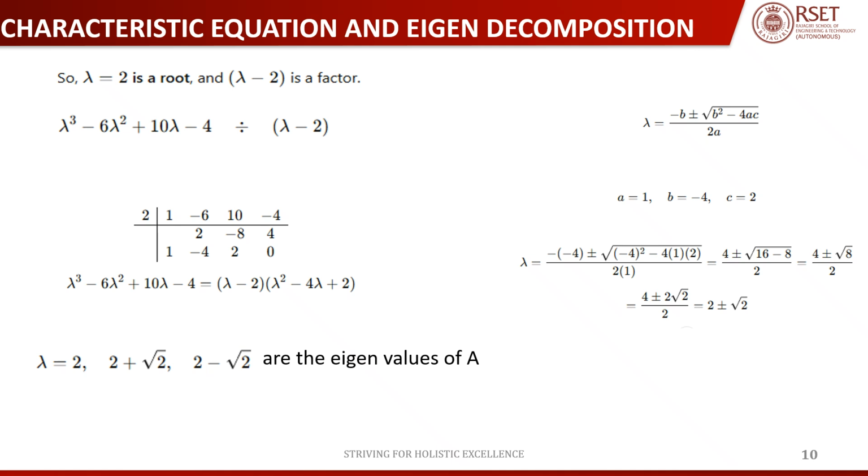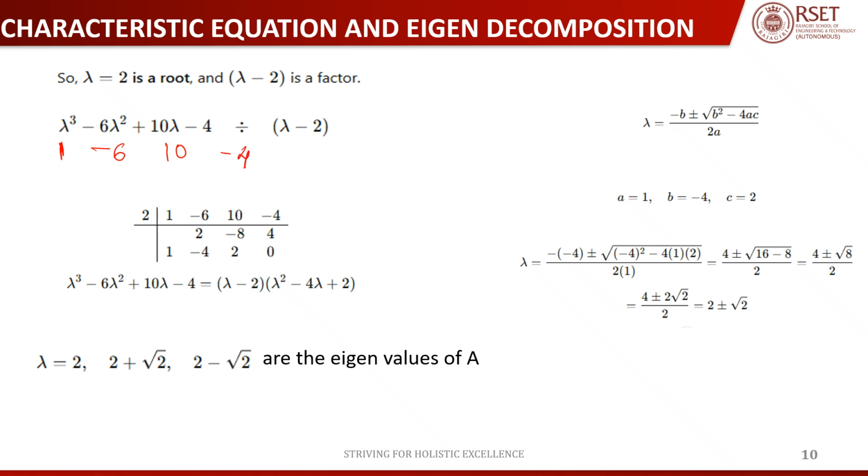So we have the synthetic method, and for that we'll list the coefficients of this polynomial, which is: for lambda cube the coefficient is 1, for lambda square the coefficient is -6, for lambda the coefficient is 10, and the constant term is -4.